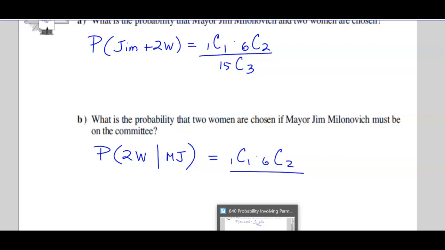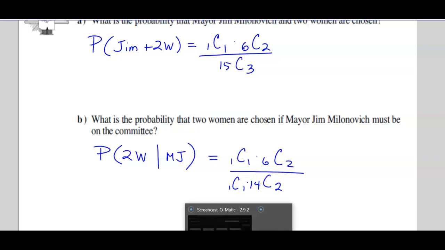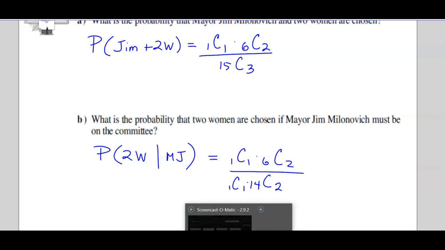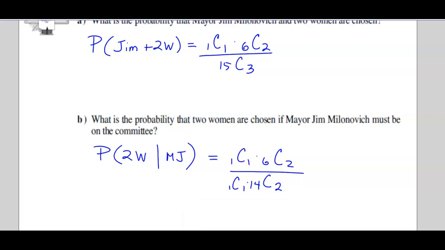So that means really out of the 15 people, we have 14 left that we have to choose 2 people, right? You can put 1C1 for Mayor Jim, and then 14C2 would be all the other groupings of 2 other people to make a total of 3 on that committee. Now remember, you don't have to show the 1C1s, but in any case, it's going to be 6C2 over 14C2.